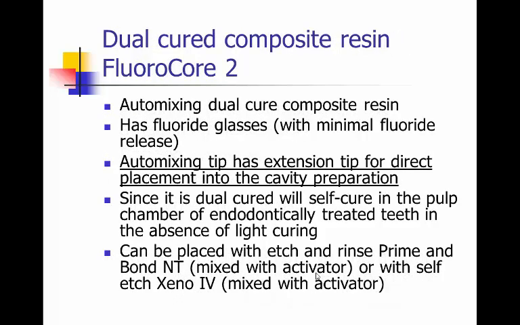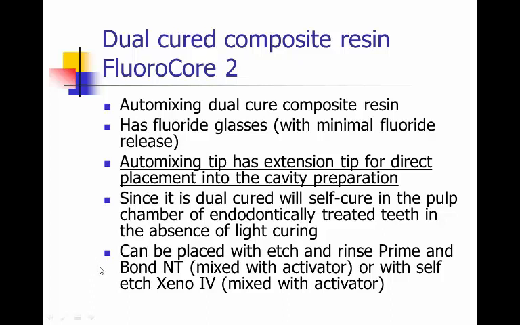Fluorocore 2 is an auto-mixing dual cure composite resin. It has fluoride glasses within it, with very minimal fluoride release, if any. It has an auto-mixing tip with an extension, so you can place it directly into the base of the cavity preparation, filling it from the inside out. Since it's dual cured, it'll self-cure in the pulp chamber of an endodontically treated tooth in the absence of light curing. Being dual cured, we can use our light to get a snap set of the outer section of the restorative material before we do our finishing and polishing.